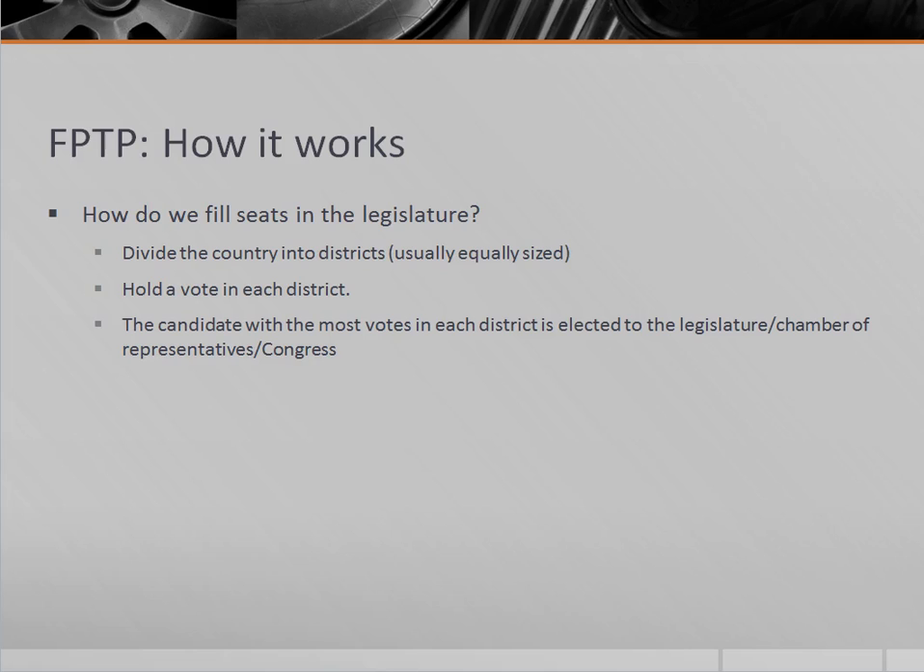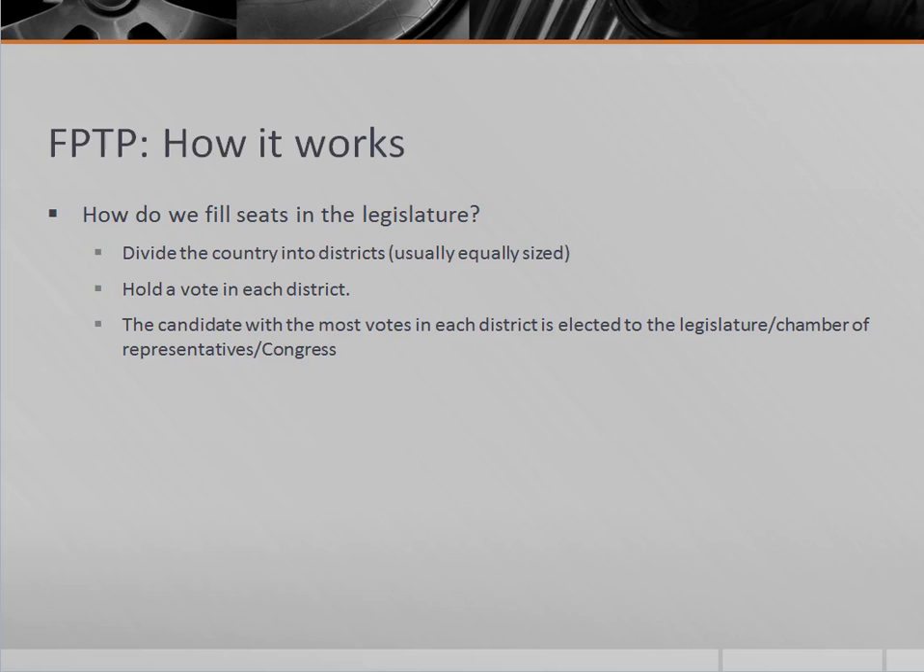So how does first past the post work? Well, if you've been paying attention to politics at all during your life, or if you have taken a course in American national government, you should be very familiar with first past the post, because it is the system that we have in the United States almost universally, all the way down to the local level. What happens is that you divide the country into districts. Now, usually these districts are equally sized, but as you know, for instance, the United States Senate is not equally sized.